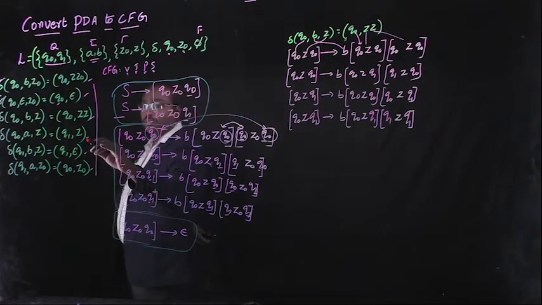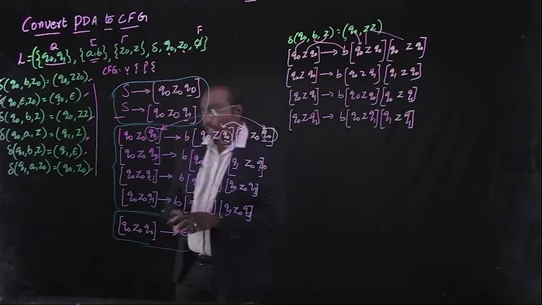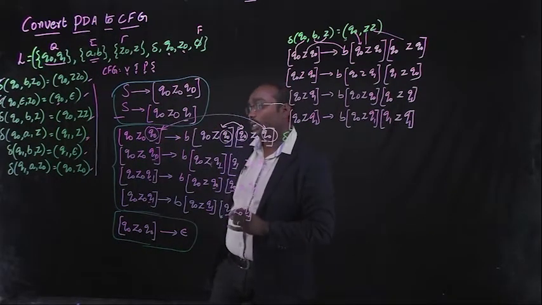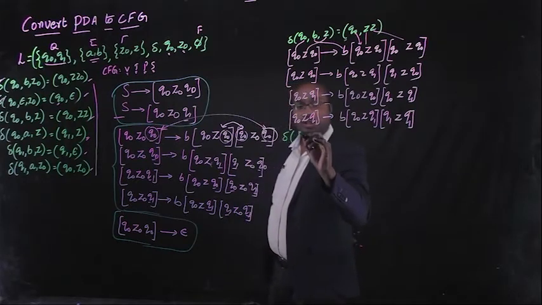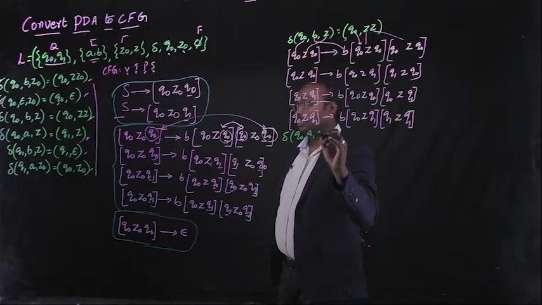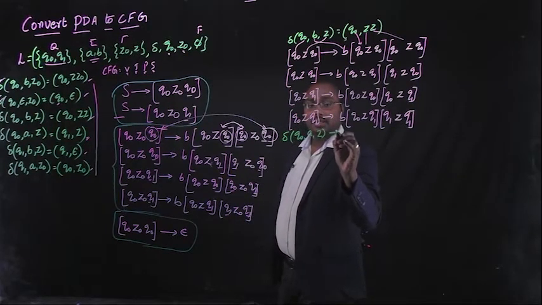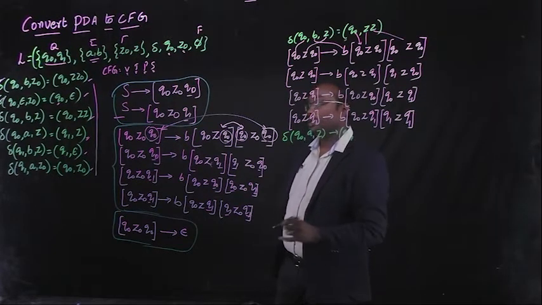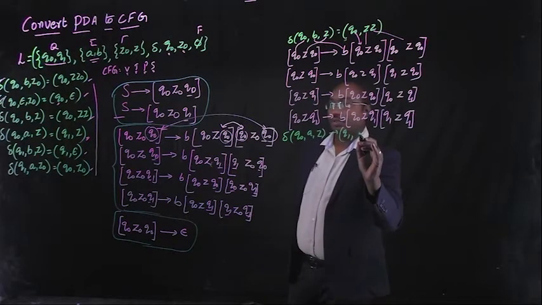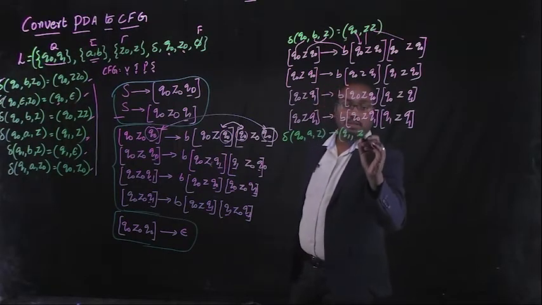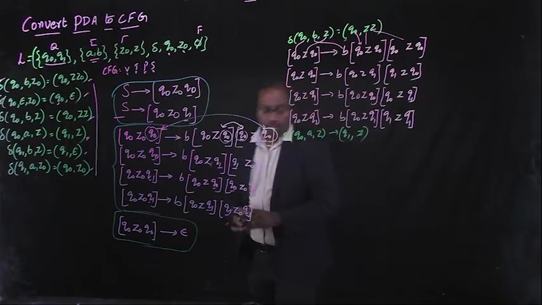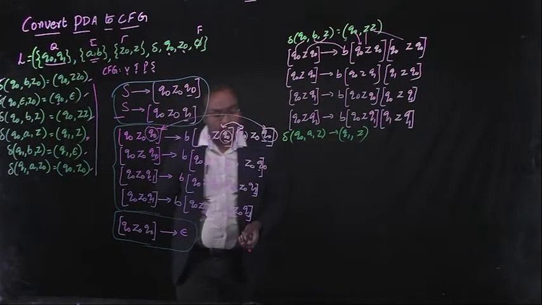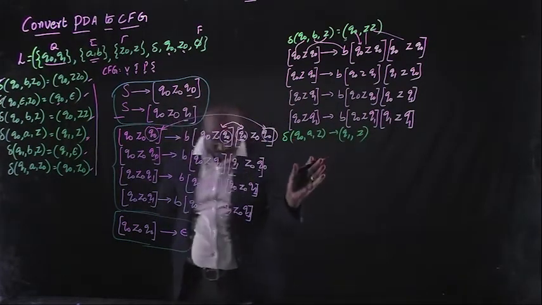And next, one more production rule, that delta of Q naught A Z tends to Q1 comma Z. Then how to write the transition function production rules for this grammar, for this transition function?